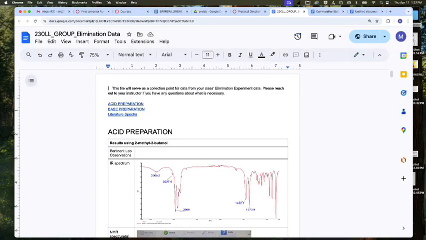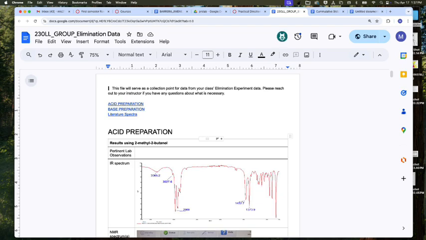So now I'll start talking about some data analysis. We have two labs that we need to talk about for our data analysis: both the elimination and the addition lab. Where we're going to start is with the elimination, because, like we had already addressed, the elimination was a lot more quantitative and forces some kind of comparisons.